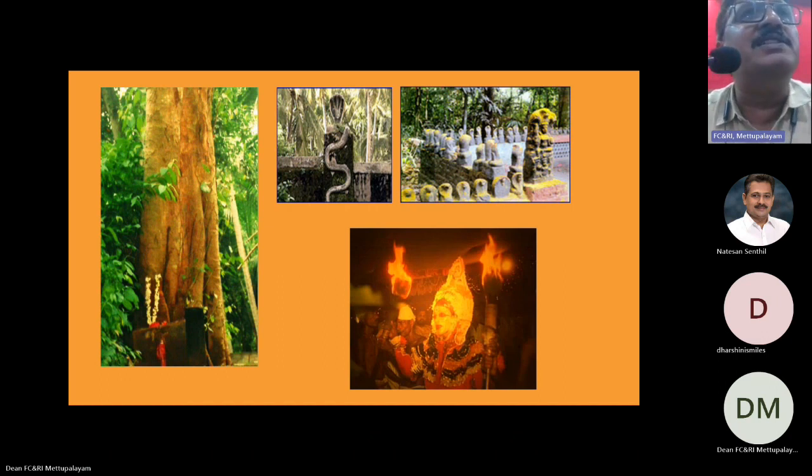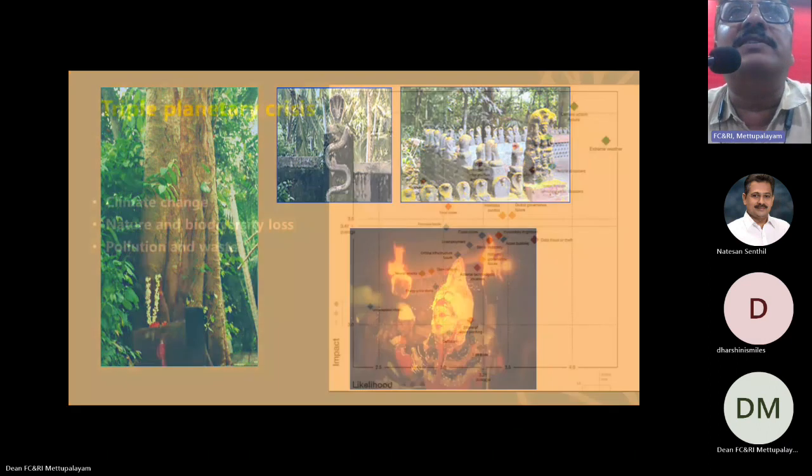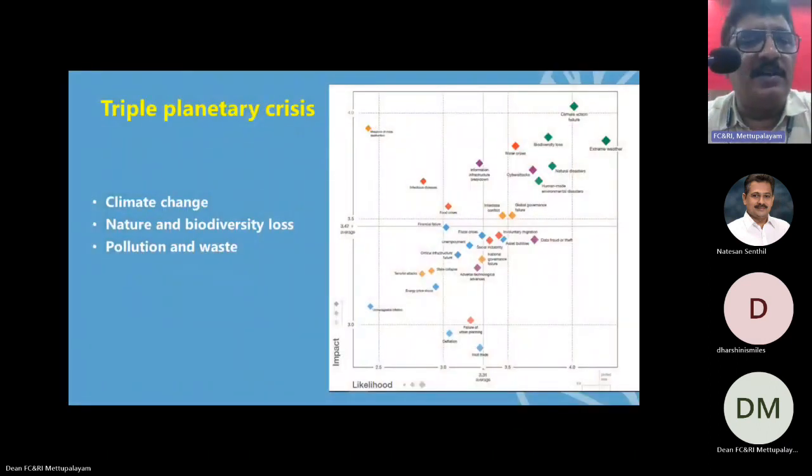I'll talk about very specific two or three cases to tell you how biodiversity affects human health. It's a very difficult thing to convey. Next slide, please. We have what we call a triple planetary crisis: climate change, biodiversity loss, and pollution. Apart from biodiversity, climate change and pollution are actually quite fashionable to talk about.